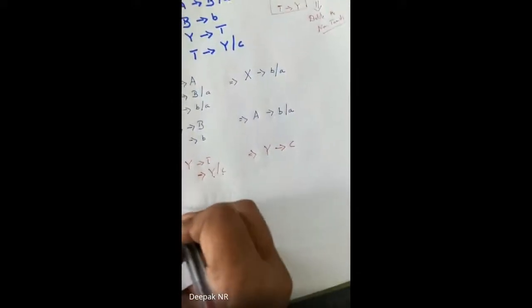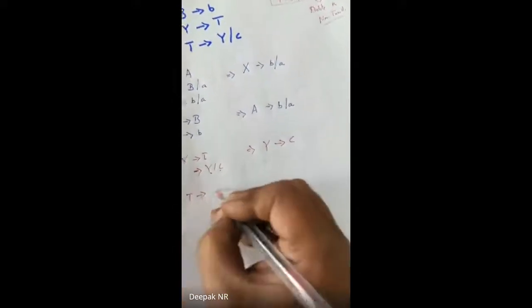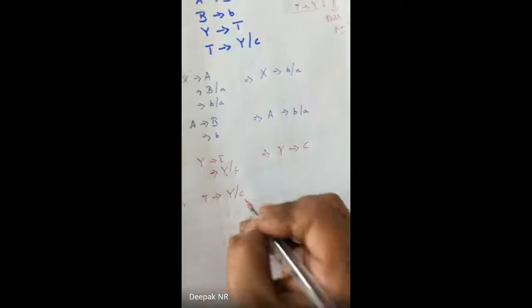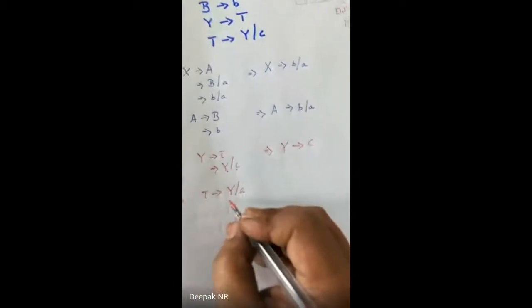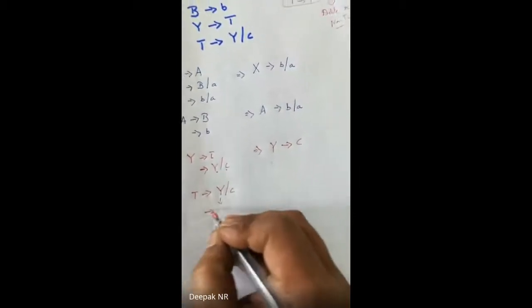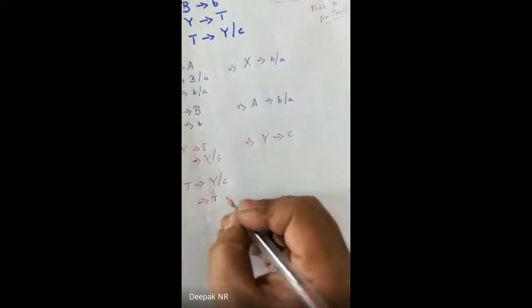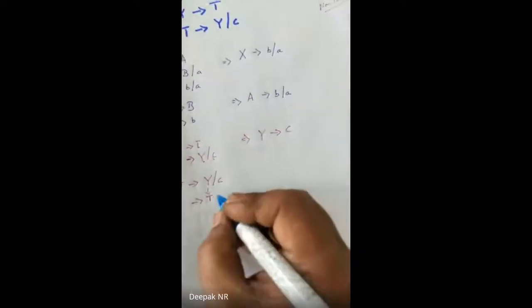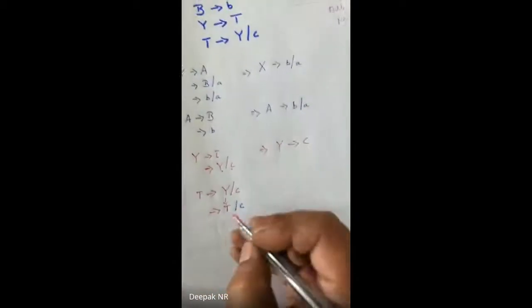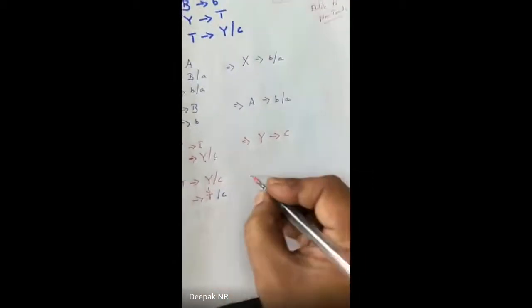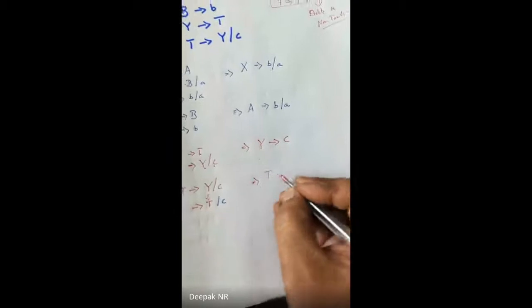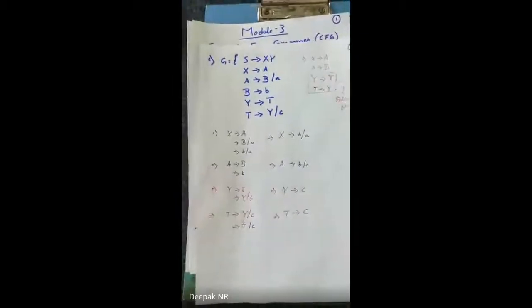So my answer will be Y tends to C. Clear? My third one, T tends to Y slash C. What is the answer for Y? The answer for Y is again T and C remains same. The old C remains same. So again, if you observe, this is in a loop, so I will delete. So my answer for T will be only C.